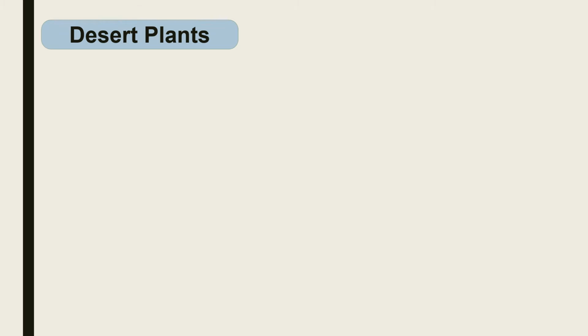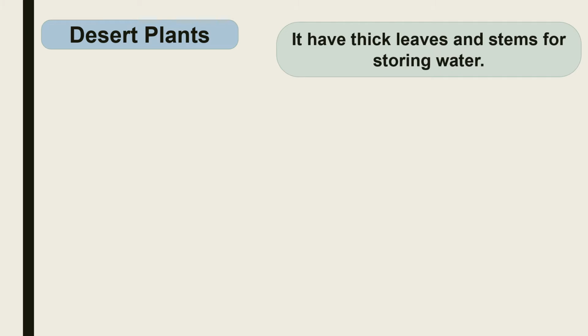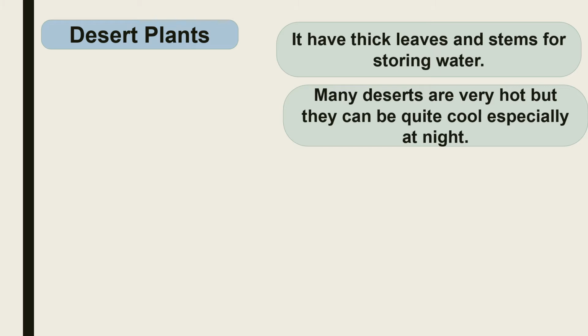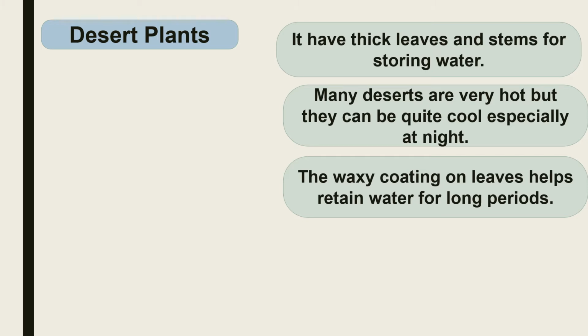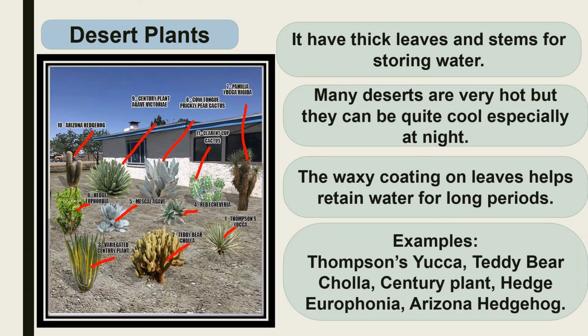So the next adaptation to its environment is desert plants. They have thick leaves and stems for storing water. Many deserts are very hot, but they can be quite cool, especially at night. The waxy coating on leaves helps retain water for long periods. Examples of this are Thompson yucca, teddy bear cholla, century plant, and Arizona hedgehog. As you may see in the picture, these are the things that we know for this.